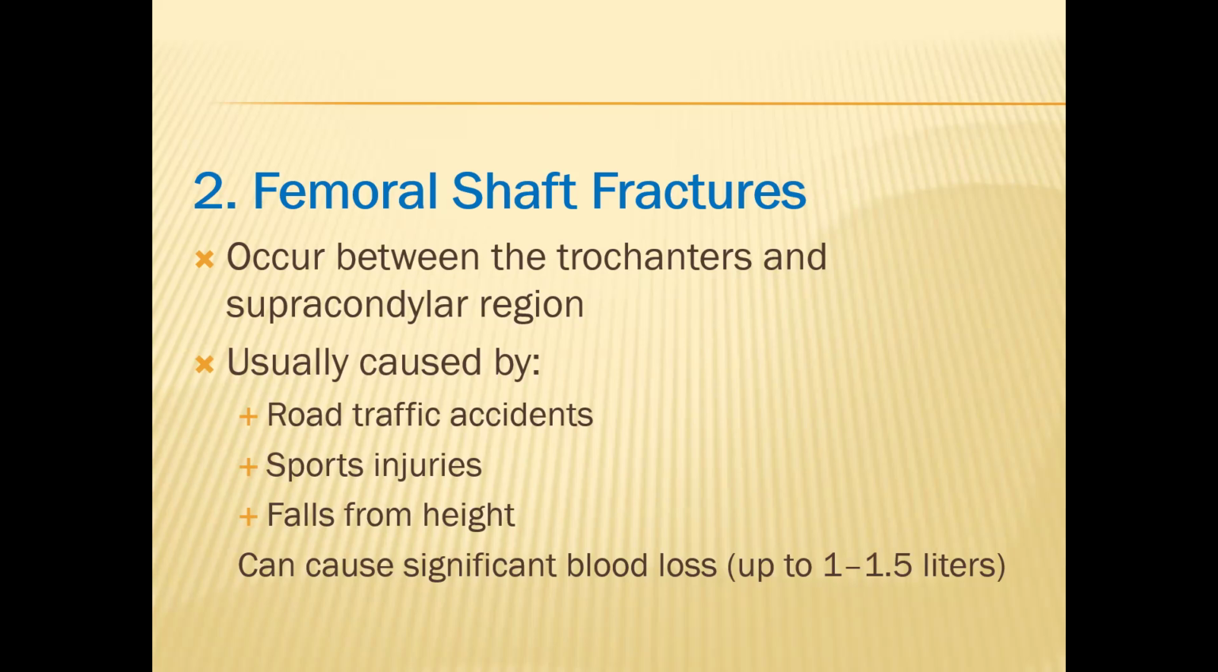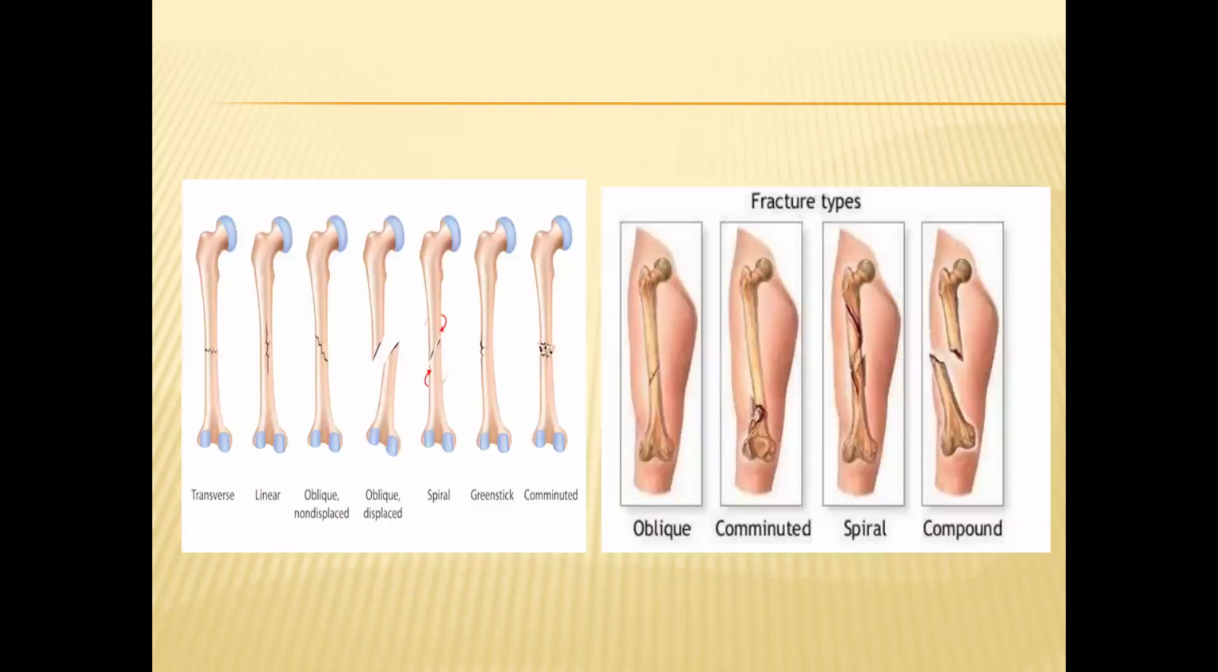So there is a high risk of injuries to the blood vessels, and a high risk of blood loss. This blood loss can be 1 liter or 1.5 liters, or if there is an open fracture, the blood loss can be up to 2 liters or more. So fractures of the shaft of the femur can be divided into transverse fracture, linear fracture, oblique fracture, spiral fracture, comminuted fractures, and compound or open fractures.